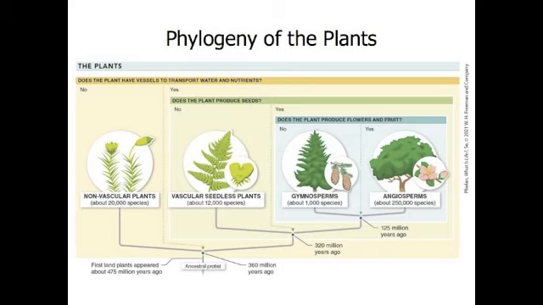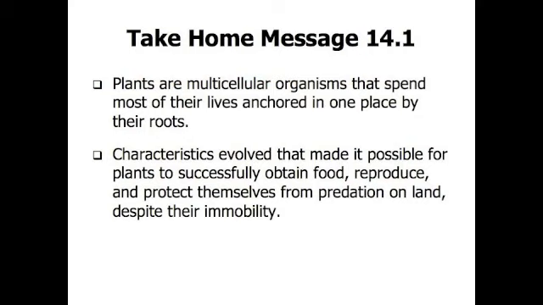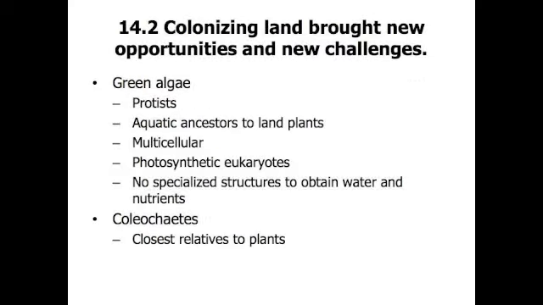The subsequent evolution of land plants involved a series of radiations of forms with characteristics that made them increasingly independent of water. And that brings us to our take-home message for section 14.1. Plants are multicellular organisms that spend most of their lives anchored in one place by their roots. Characteristics evolved that made it possible for plants to successfully obtain food, reproduce, and protect themselves from predation on land despite their immobility.